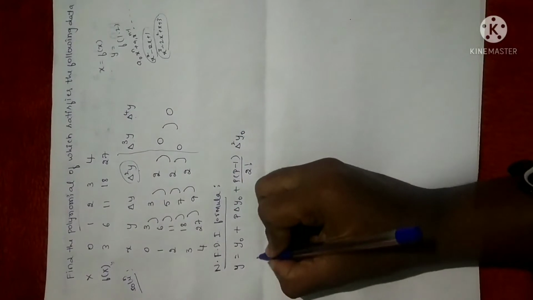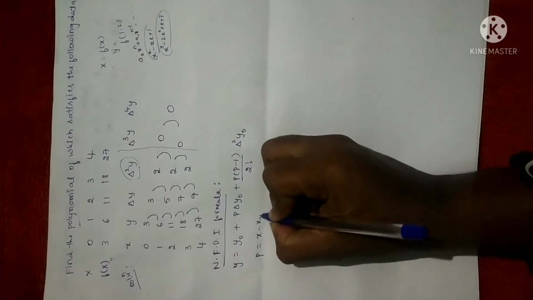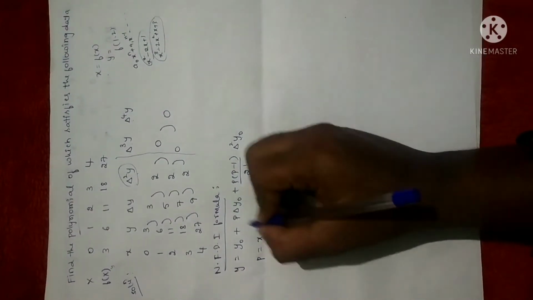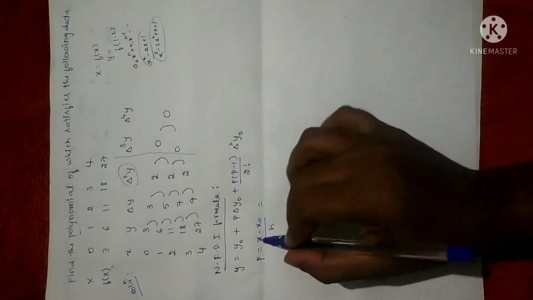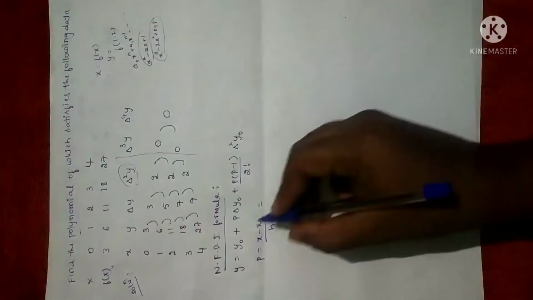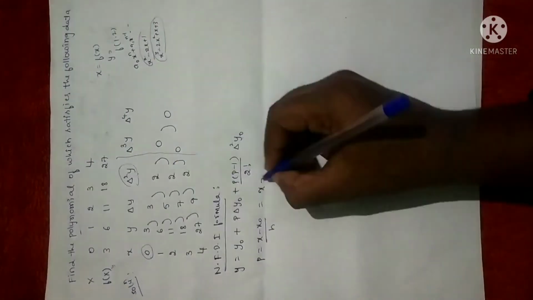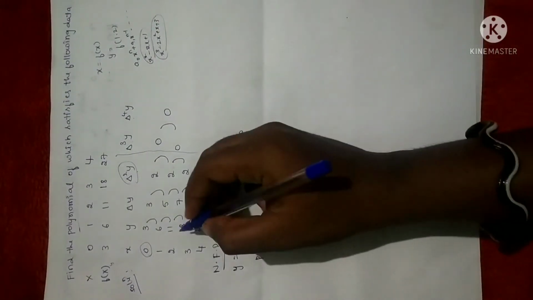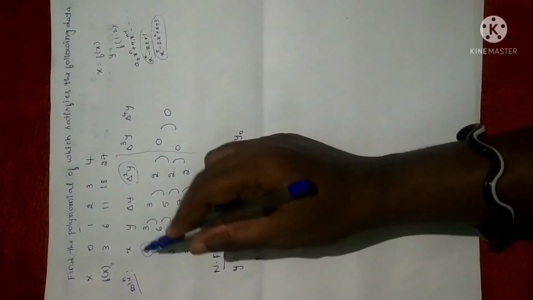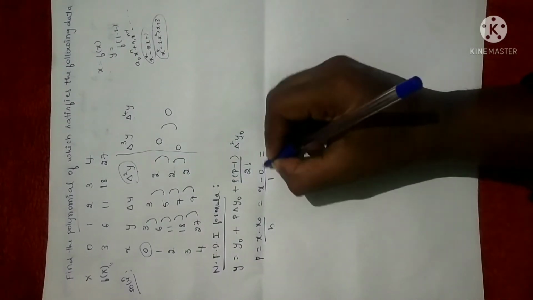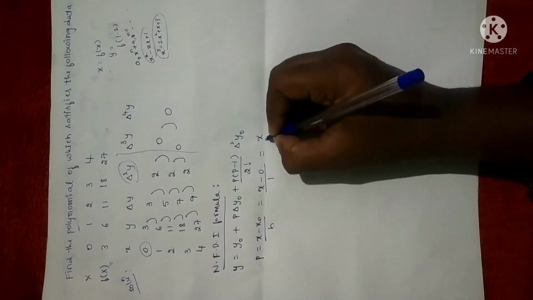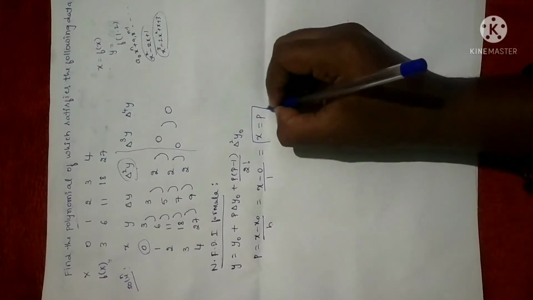Now we have to calculate the p value. As usual it is x minus x naught divided by h. Here the x value is unknown. We have to retain x as it is because x is a polynomial term, and x naught is none other than the first value, which is 0. h is the common difference; make sure it is 1 in all the cases. So you will get x minus 0 is x, divided by 1 is x only. So the value of p is x.